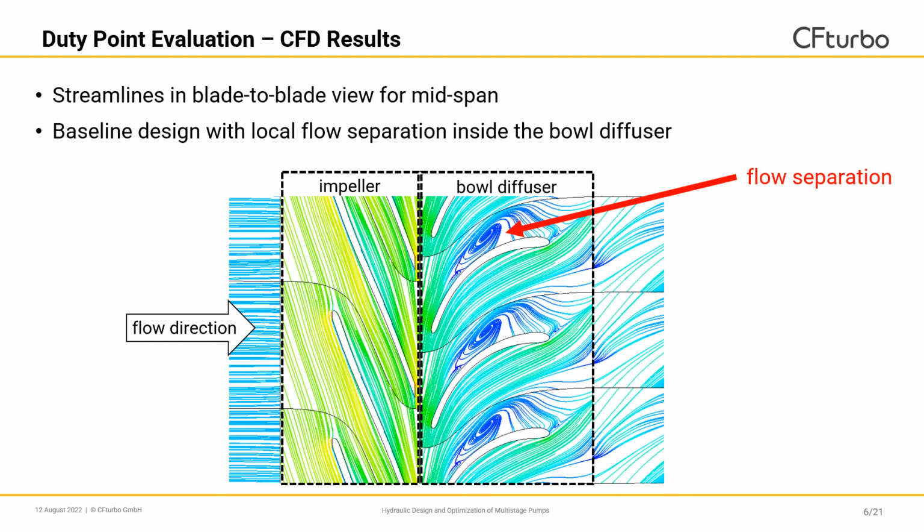If we take a closer look at the CFD results, we can see that there are some local flow separations occurring in the bowl diffuser. So in this image you can see streamlines in a plate-to-plate view for the midspan. The flow comes in from the left-hand side, and we can see that the flow is nicely attached to the impeller plates in the moving frame of reference, whereas we can see local flow separations inside of the plate passage of the bowl diffuser.